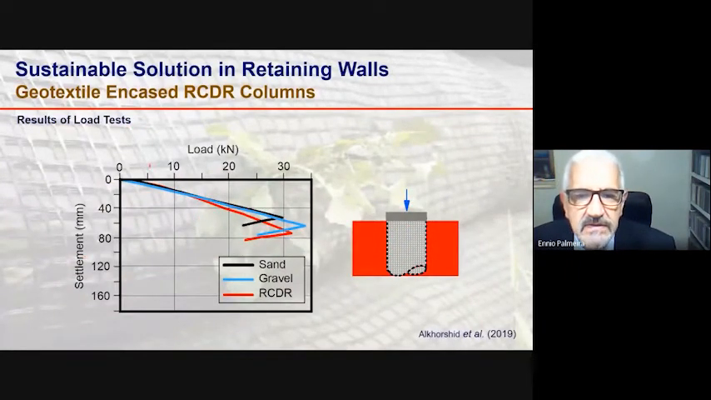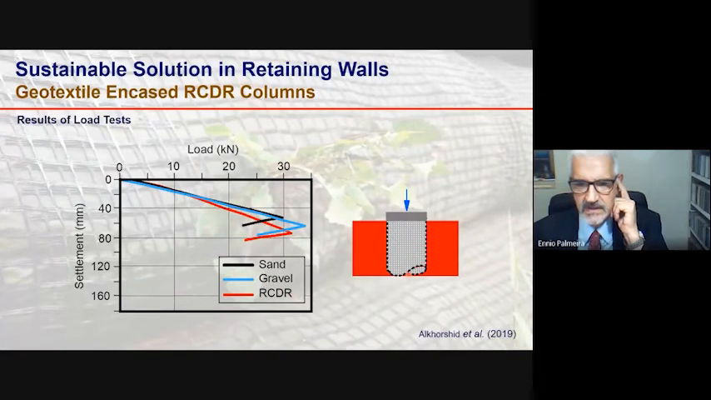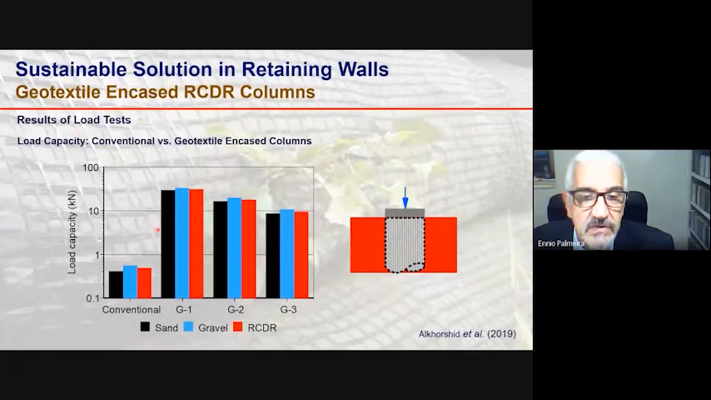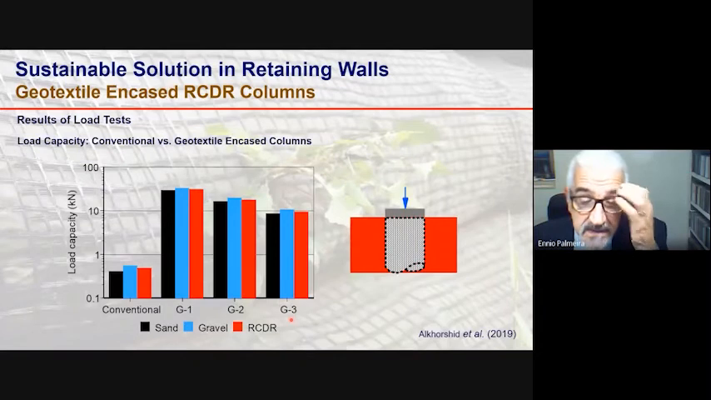Here you see results of settlements at the top of the granular column as a function of the load applied. The black curve is the result for the sand column with geotextile, the blue curve for the gravel column, and the red curve for the recycled construction demolition residue column. So you see very similar load capacity for the three infill materials used. This graph shows results of load capacity for the different types of columns tested.